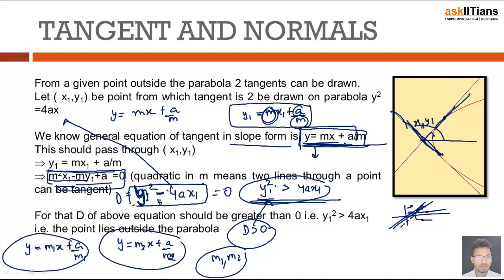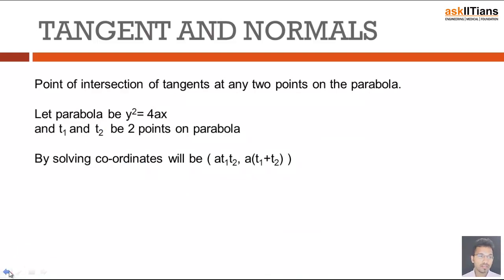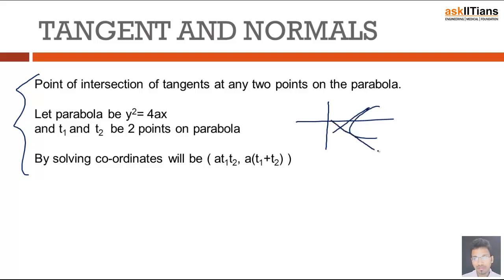Okay, so let's see the next slide. Now it says point of intersection of two tangents. Again, a very good important topic within the tangents. If this is the parabola, we are not saying, as in the earlier case, that a point is there and we are drawing two tangents. Now we are saying let two points on the parabola be there, and we are interested in finding this point.